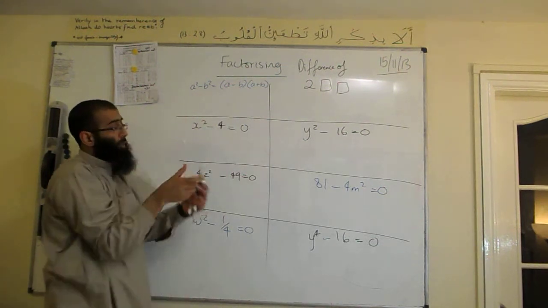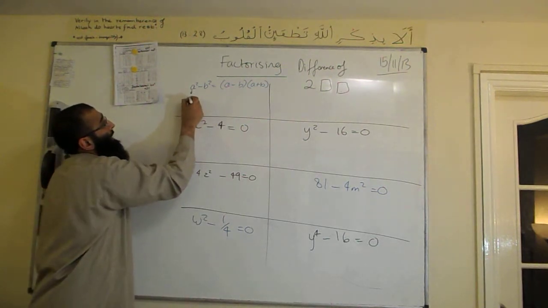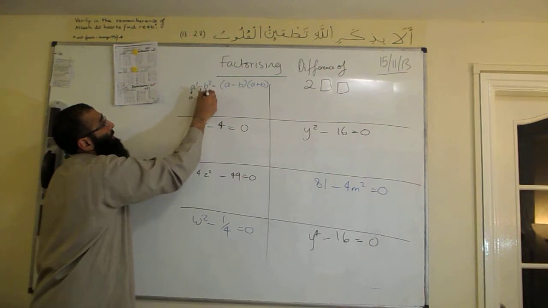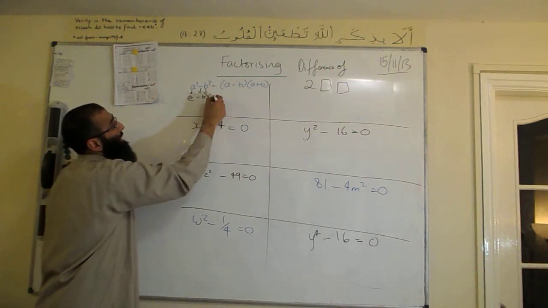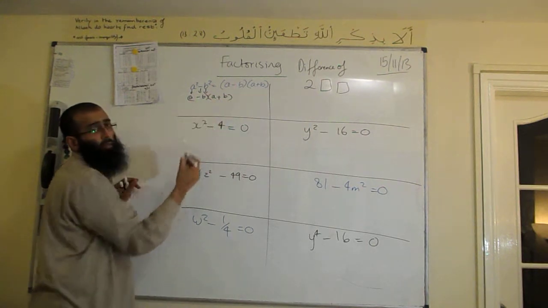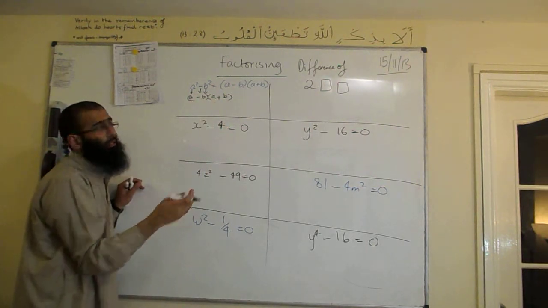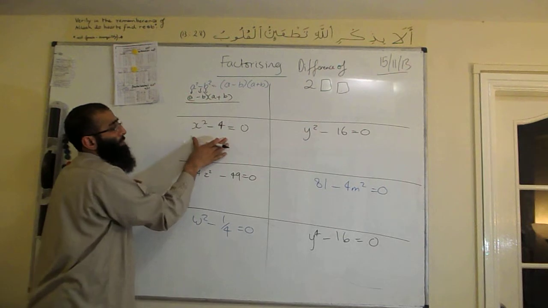So basically what we're doing in a sense is this. We've got the a, we've got the minus, we've got the b. The square's gone for the moment. And then we copy it down again, and we turn the minus into a plus. It's as simple as that. Okay, so we're going to look at that with these questions here.